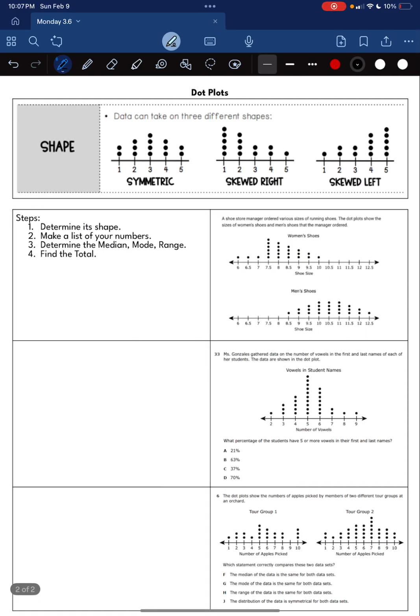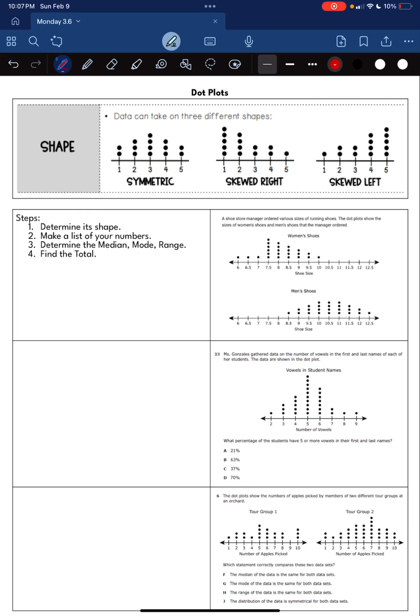Okay, now getting to the new stuff. Dot plots. So when we look at dot plots, this is the one we're really going to focus on: mean, median, mode, range, and then its shape. So data can take 3 different shapes. You should have learned this last year. We're kind of reviewing this.